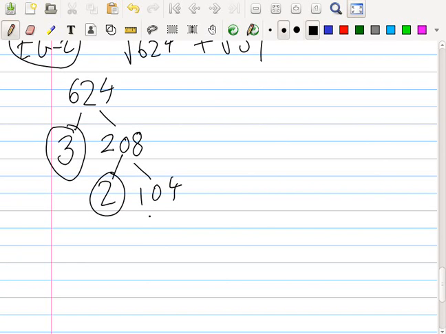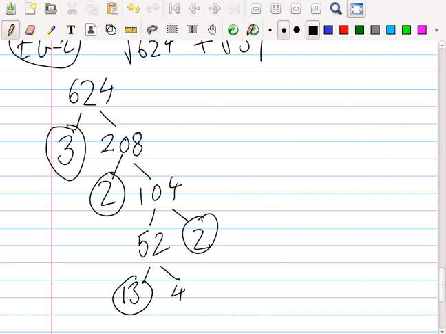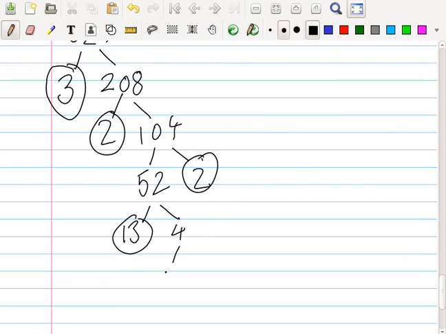104, that's 52 times 2. 52, that's 26 times 2. Or 13 times 4, actually, I think would be better. Yeah, 13 times 4. 13 is done. And then 4 is 2 times 2.